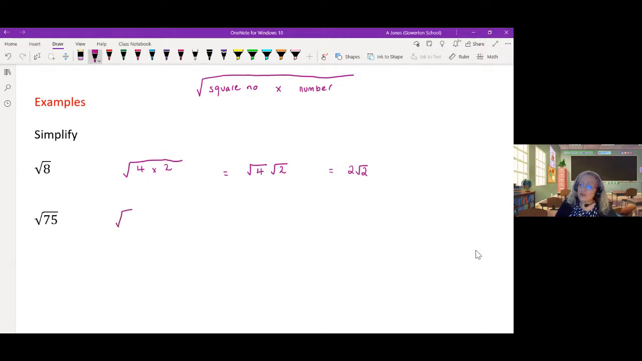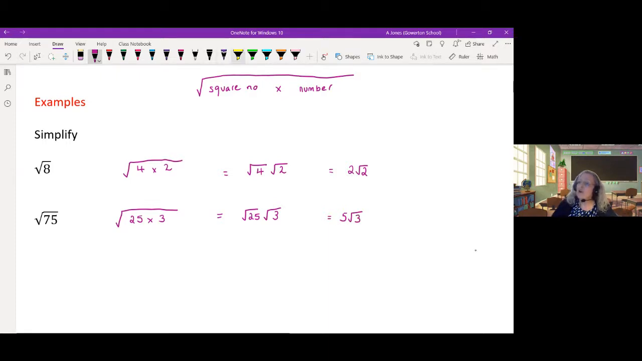So the root of 75, I would say 25 is a square number that goes into 75. So I would change that into 25 multiplied by 3. And then splitting this into two separate parts, I would say that's the root of 25 multiplied by the root of 3. And I don't need the multiplication sign in between. It wouldn't be wrong if it was there, though. The root of 25 is 5. So this becomes 5 root 3.